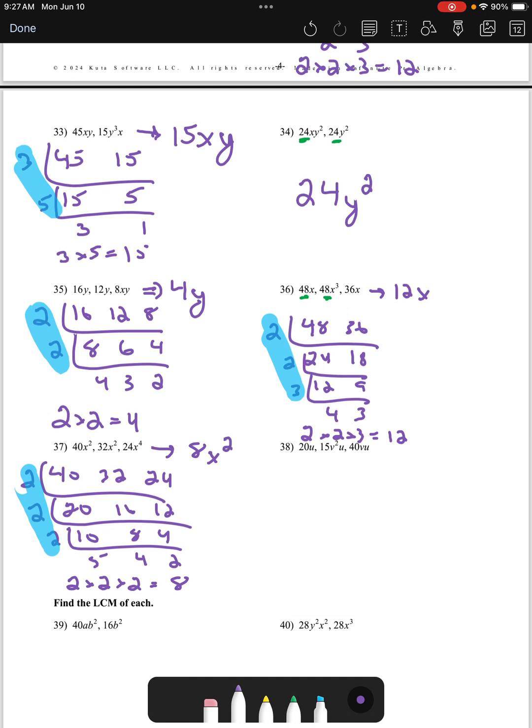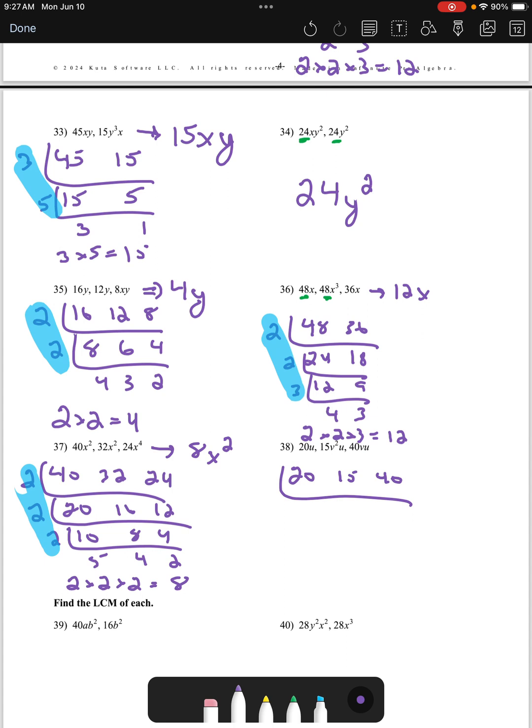Do these all have x's? Yes. Do they all have exponents? Yes. What's the smallest exponent? 2. That means they all have at least x squared inside of them. X squared is part of our solution.